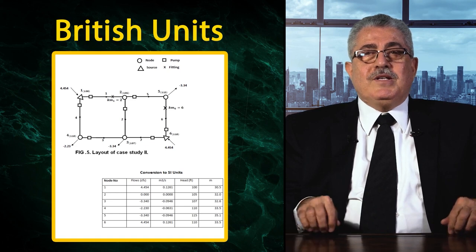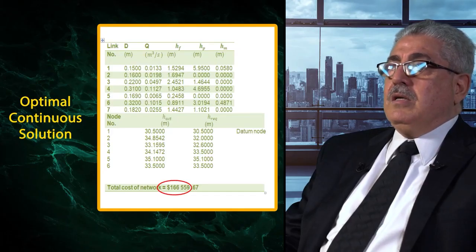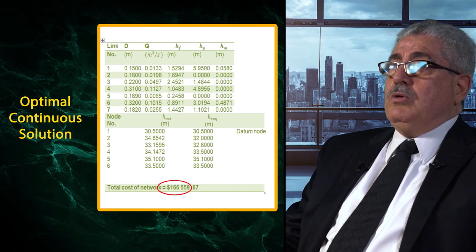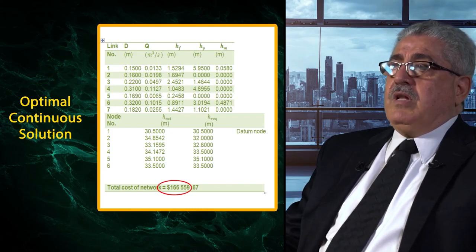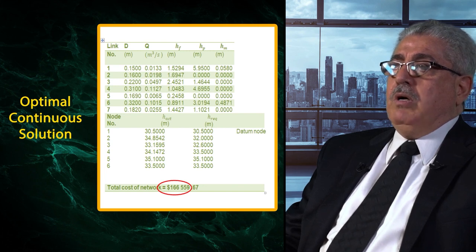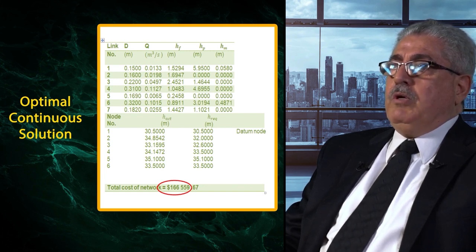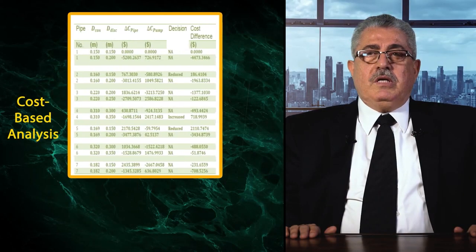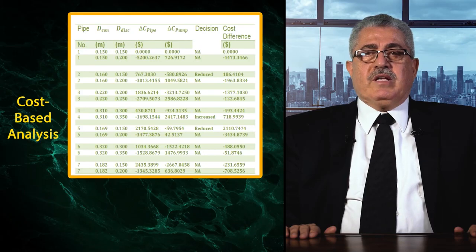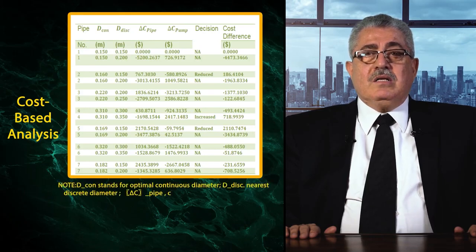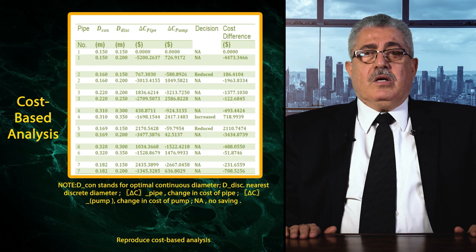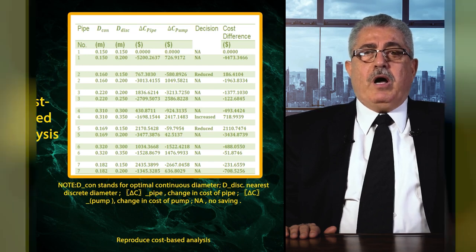English units are used in this network layout. Since the solution is obtained in SI units, this slide converts the English units in the previous slide. Using the same nonlinear model shown before, this table shows the optimal solutions obtained before discretization. This table performs a cost-based calculation to decide which next discrete solution is selected for each pipe.